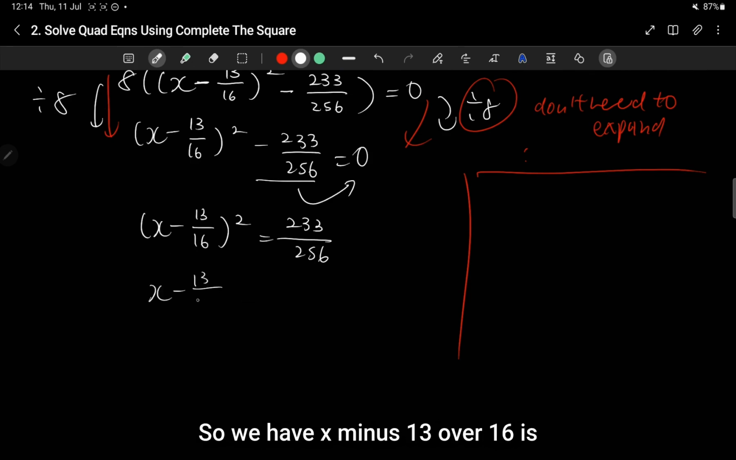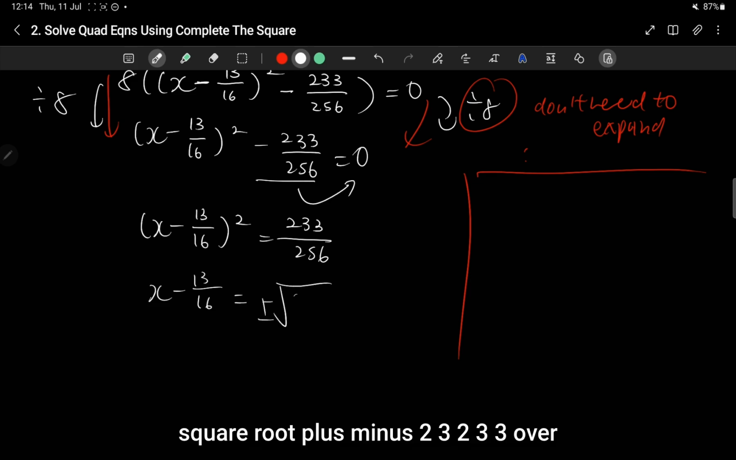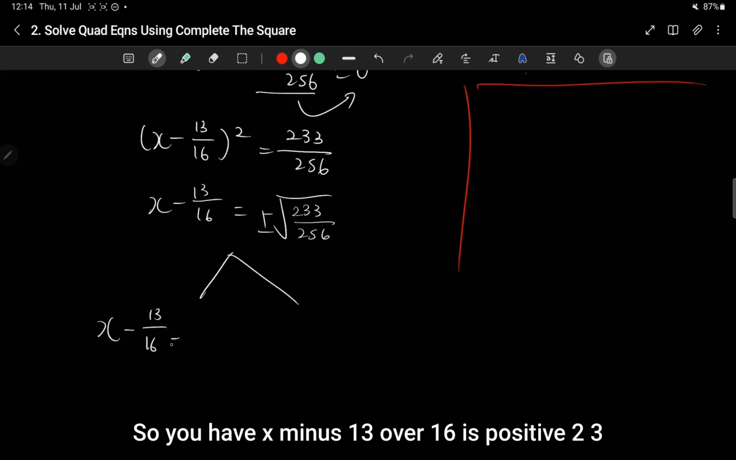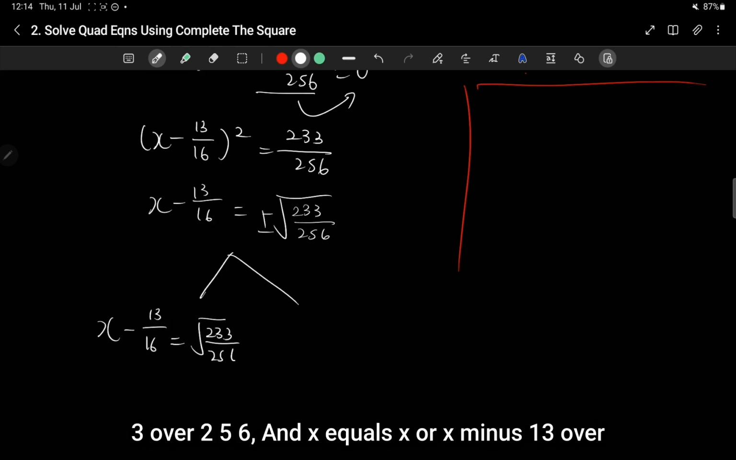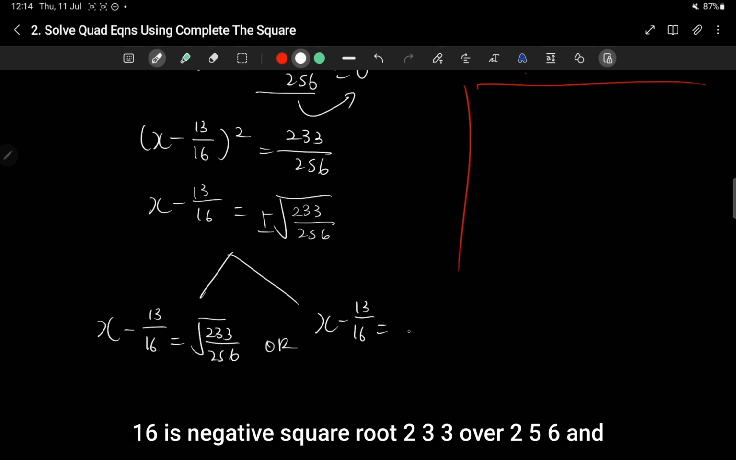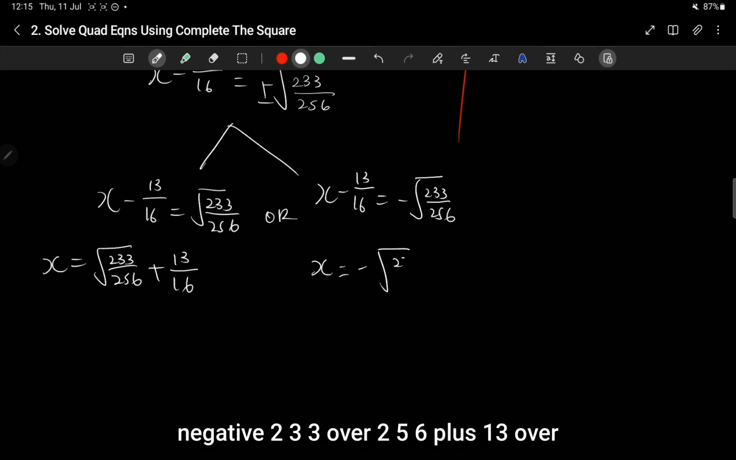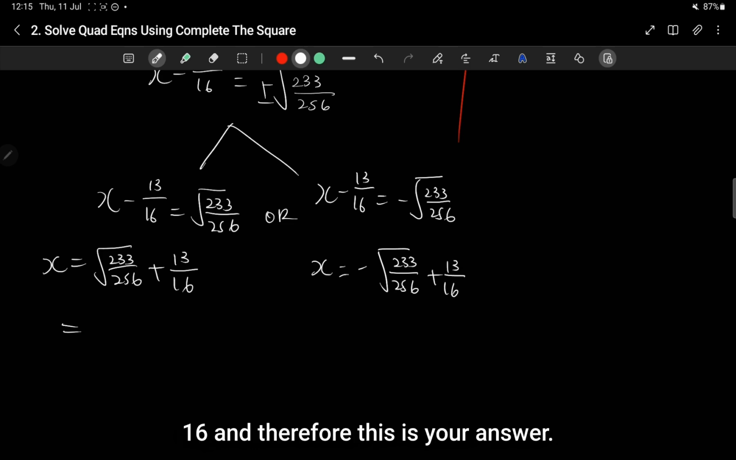So we have x minus 13 over 16 is plus or minus the square root of 233 over 256, and then you have two values. So you have x minus 13 over 16 is positive square root 233 over 256, or x minus 13 over 16 is negative square root 233 over 256. Therefore x is square root of 233 over 256 plus 13 over 16. On the other hand, you have x equals negative square root of 233 over 256 plus 13 over 16. And therefore, this is your answer.